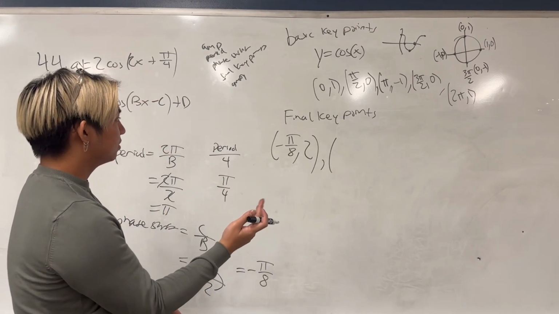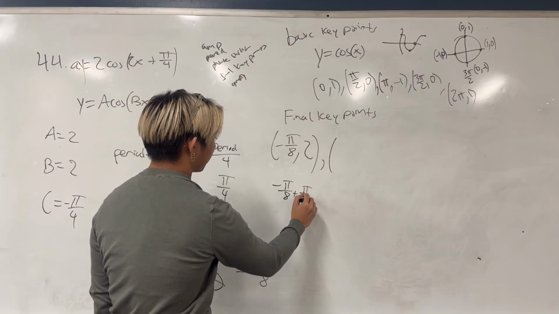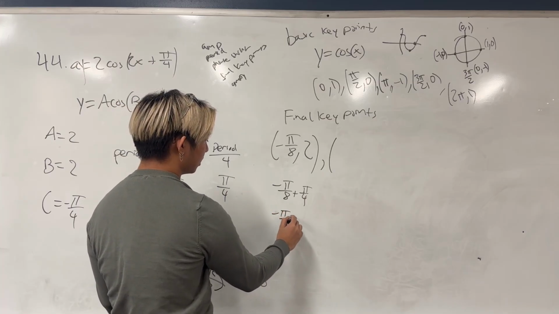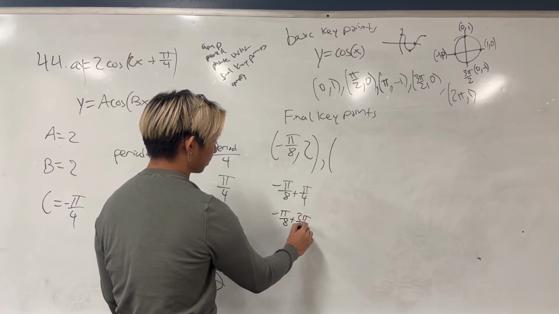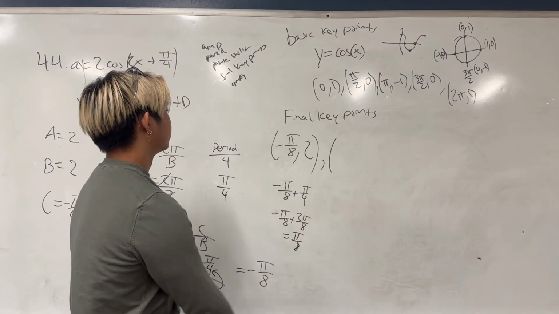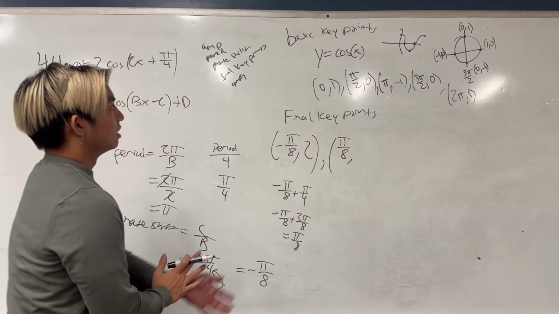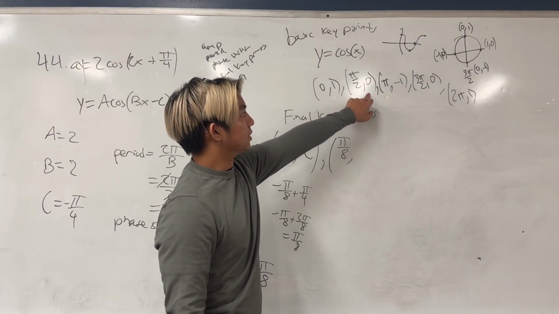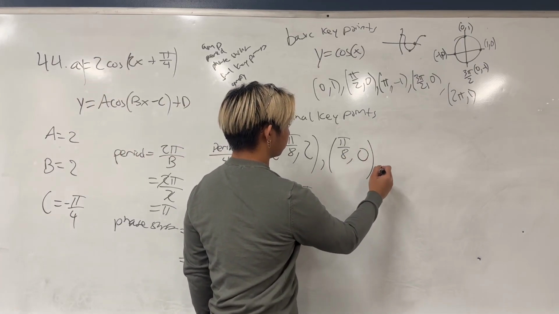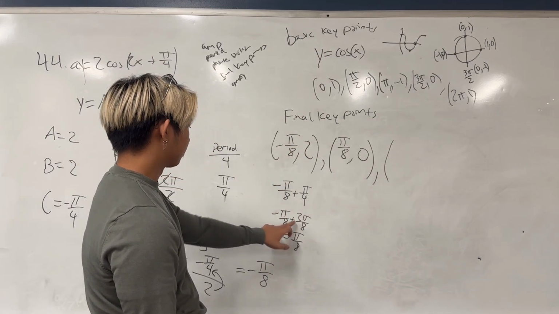So negative pi over 8 plus pi over 4. And then if we put this in terms of pi over 8, it would be negative pi over 8 plus 2 pi over 8. This leaves us with pi over 8. Boom. So pi over 8 is our next angle, or coordinate. And then we had here, it was pi over 2, comma 0. 0 times 2, our amplitude, is 0.